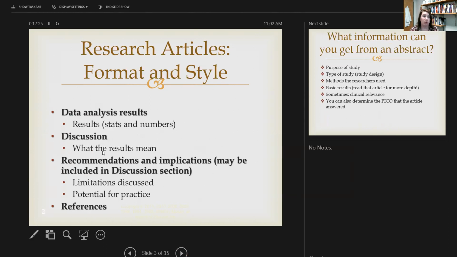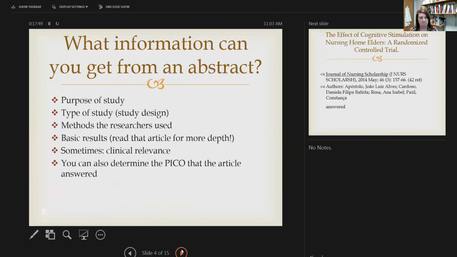I want you to be able to critique this article and say, what pieces were missing? What areas could be researched in the future? What knowledge did I gain from reading this article? Really critique the article of what are the limitations and what are the potentials that you can use in your nursing practice. And then again, there would be a references section as well.